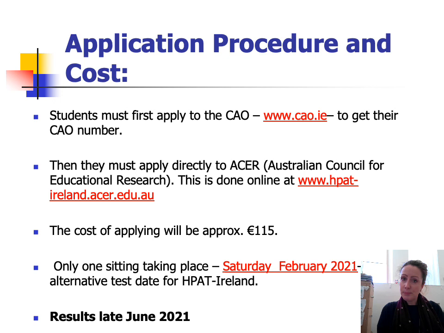Students apply, first of all, they must apply through CAO, get their CAO number, and then they must apply to register themselves for the HPAT. The cost of applying is approximately €150. There is only one sitting, and it's normally in February, and the results are issued in late June.